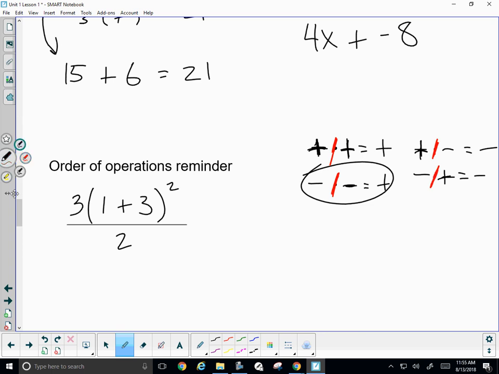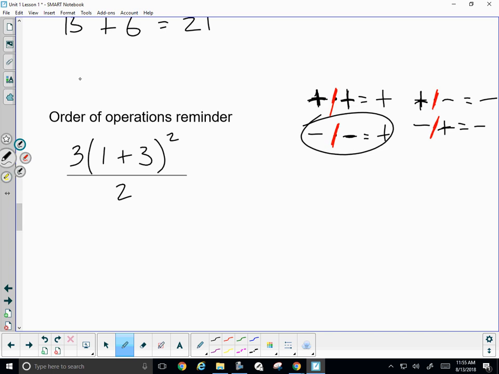All right, now let's remind you of some order of operations. If I were to evaluate this, I would use the acronym PEMDAS. Now, what does PEMDAS stand for? You probably know. It stands for parentheses, then exponents, multiplication, division, addition, and subtraction. This is the order we'd like to work through things.